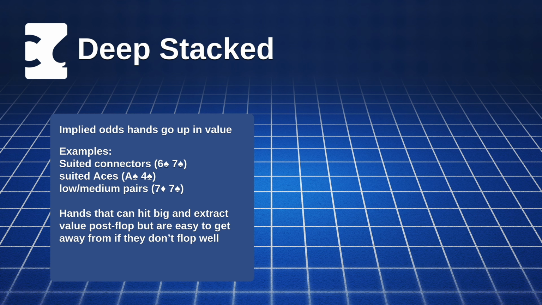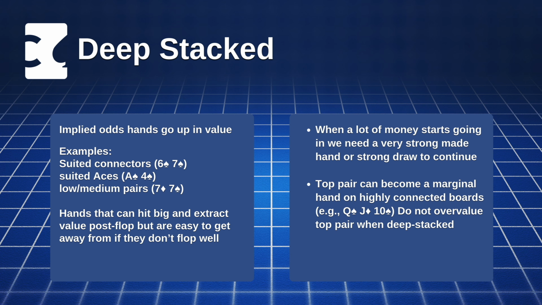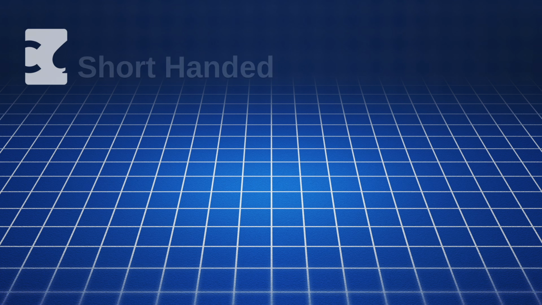If the opponent is putting a lot of money in, our hand needs to be very strong, or we need to have a really strong draw to continue. Top pair can be a marginal hand post flop in these spots. Specifically, highly connected middling boards, sometimes top pair is just like a fold in these spots. That's something like Queen Jack 10 with a flush draw or rainbow, it doesn't matter.